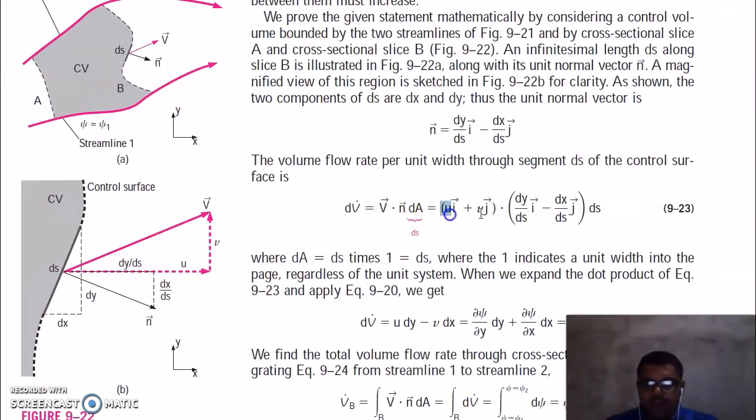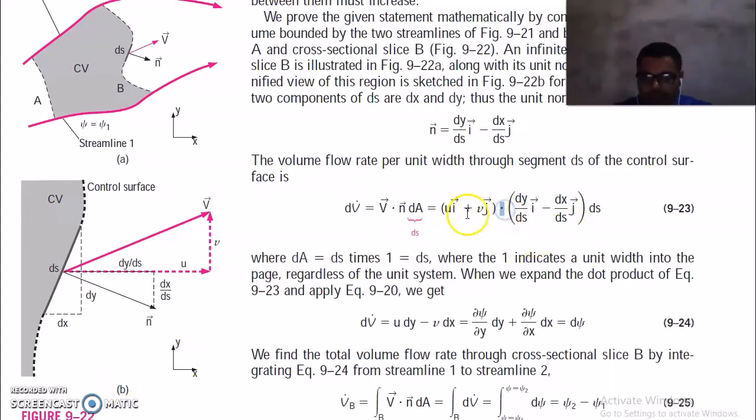We know velocity is equal to ui plus vj, and put the value of the unit vector here and ds here. So this is a dot product of two vectors. Expand this, and you will get this equation. Now you can replace u with the stream function derivative, del psi by del y, and you can replace v with the stream function as well.